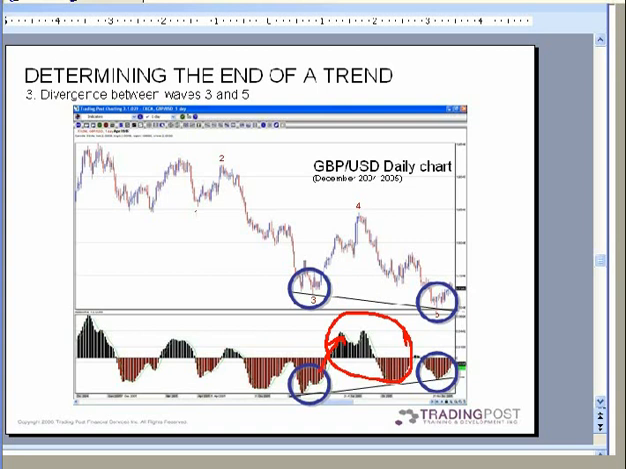But you can clearly see the blue circles indicating the wave 3 bottom, the wave 5 bottom, and then the subsequent bottoms in the awesome oscillator and the divergence between the wave 3 and the wave 5. This is a great little tool to use in any time frame.